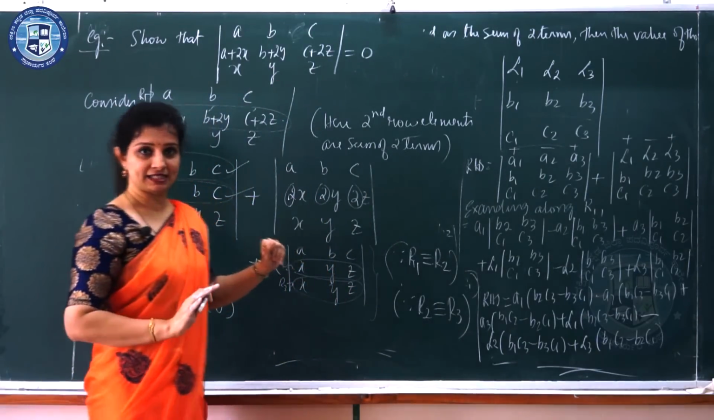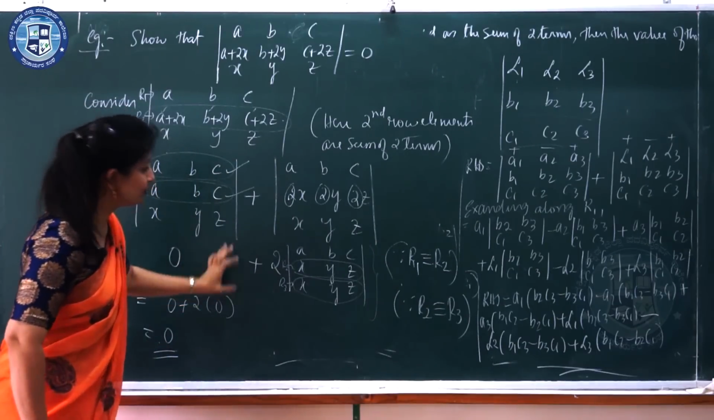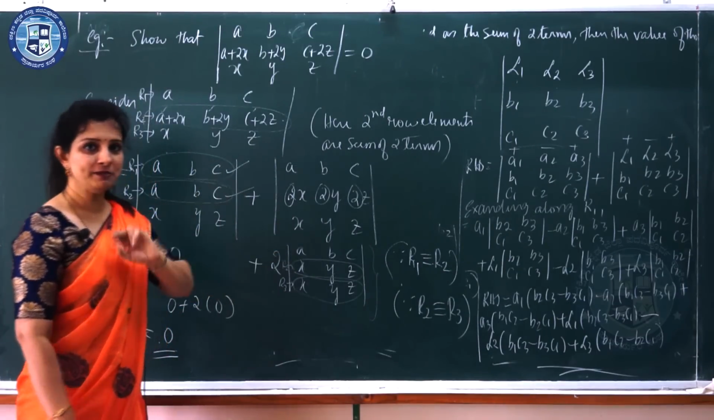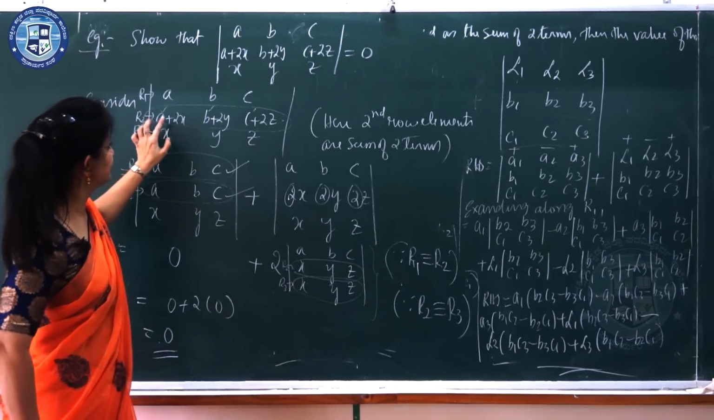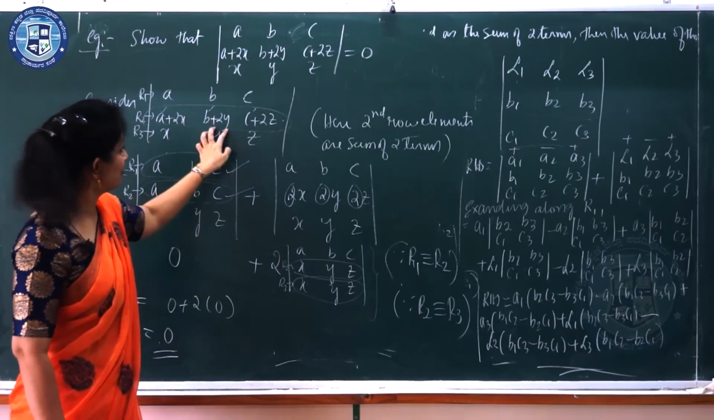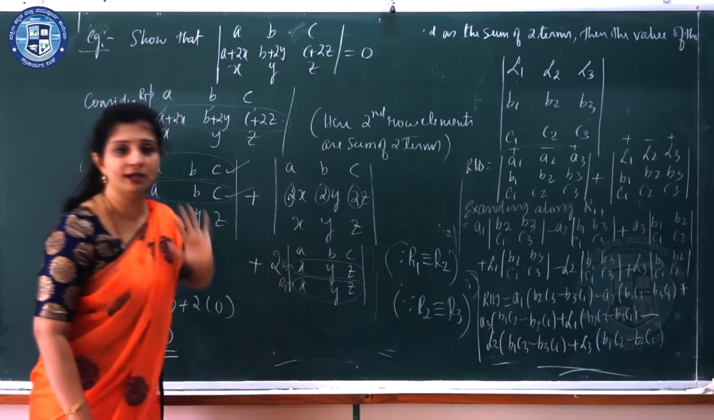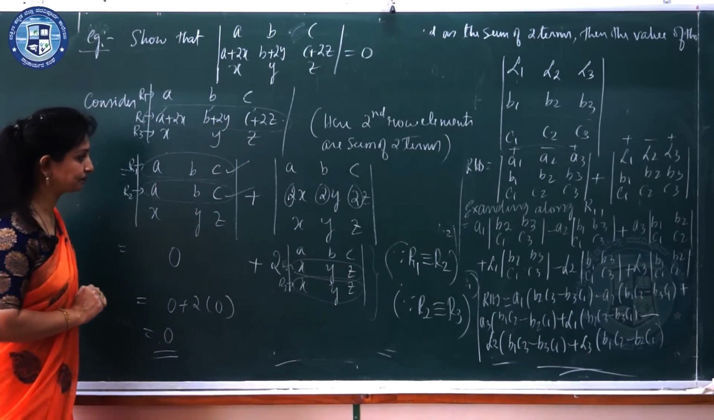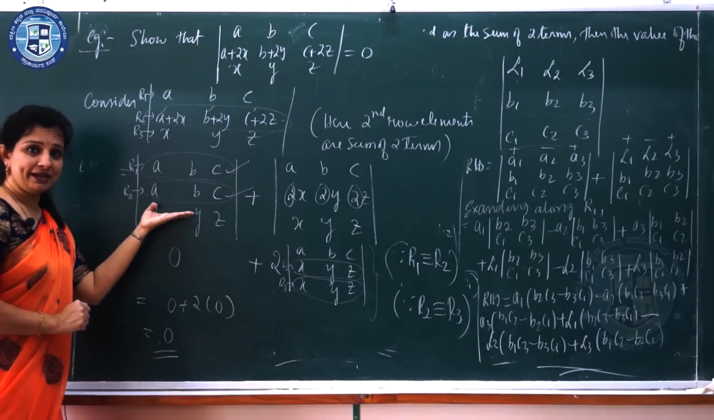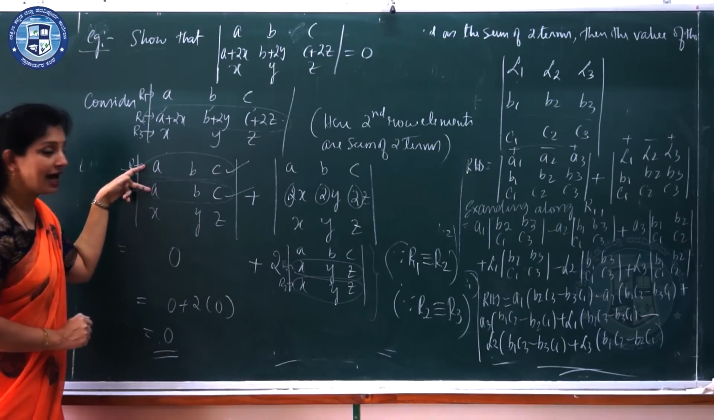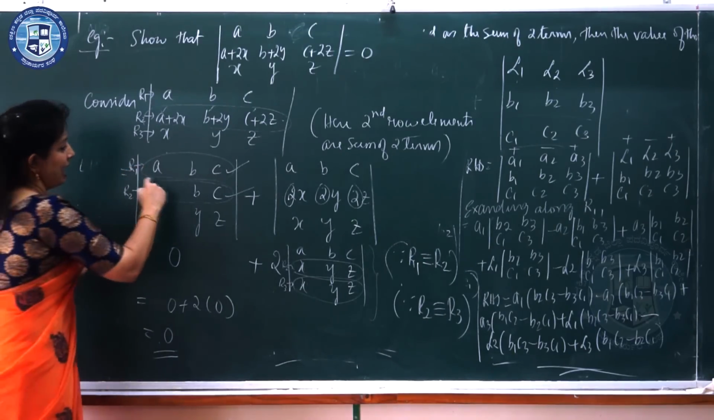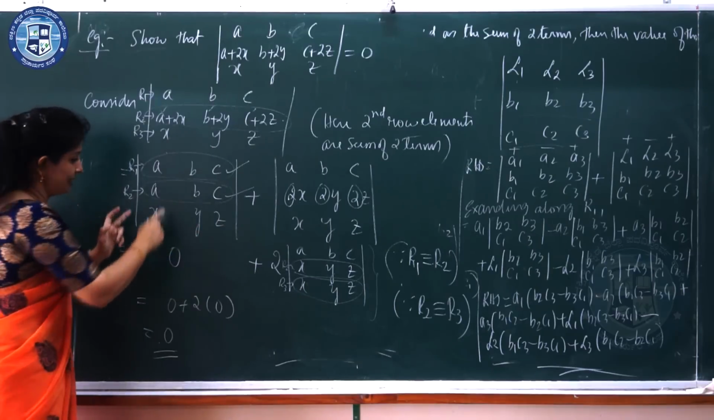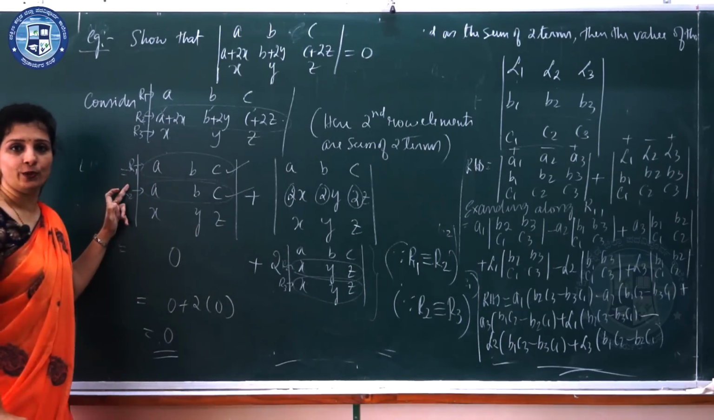We did not expand this. We just used the properties. Which property? The previous property, which states that if each element is a sum of two terms, then we divide it into two determinants. Now observe the first determinant. Two rows are identical. R1 is A, B, C, R2 also A, B, C. So this determinant value is 0.